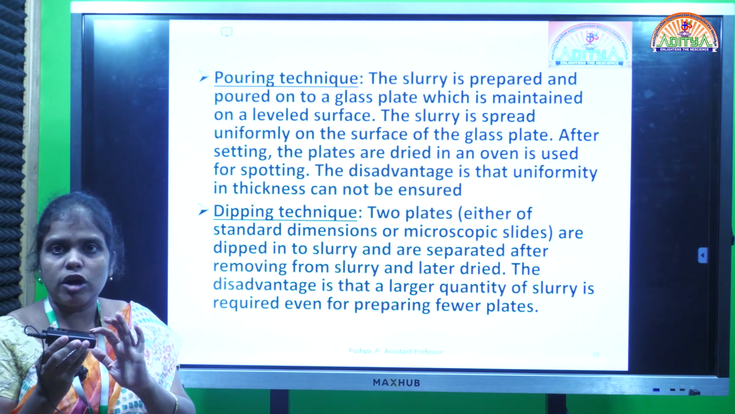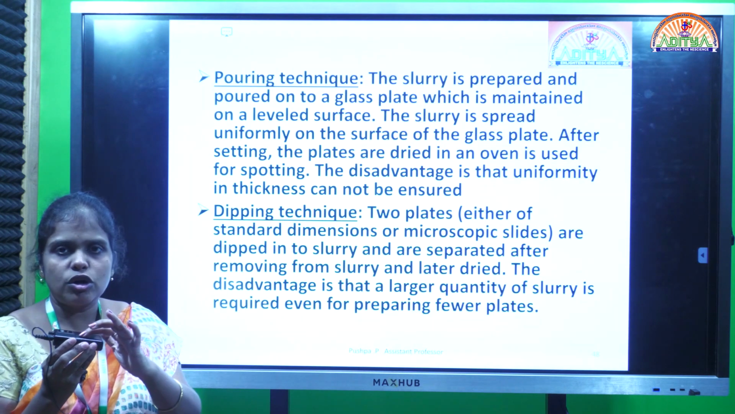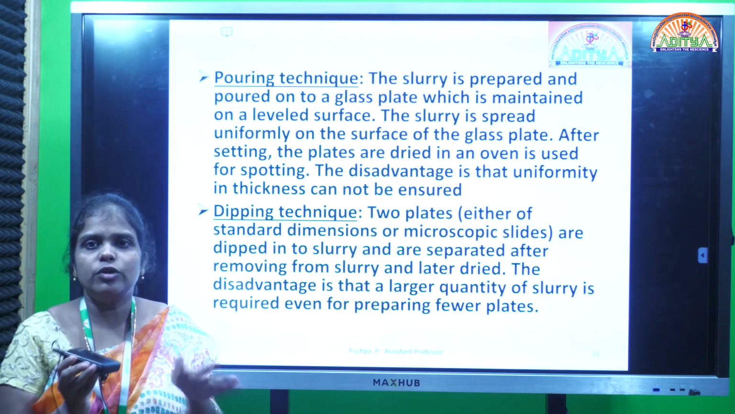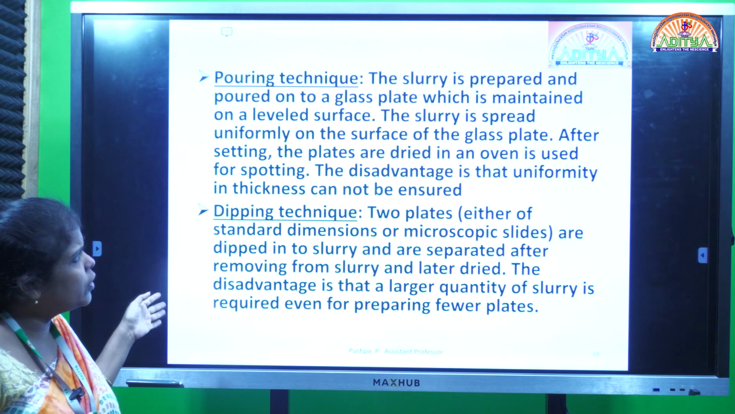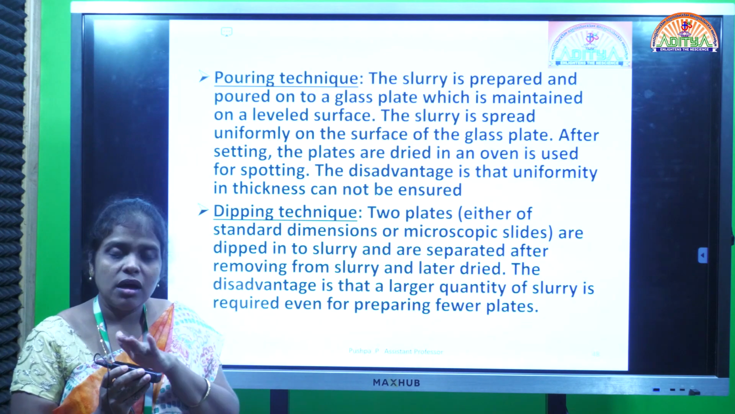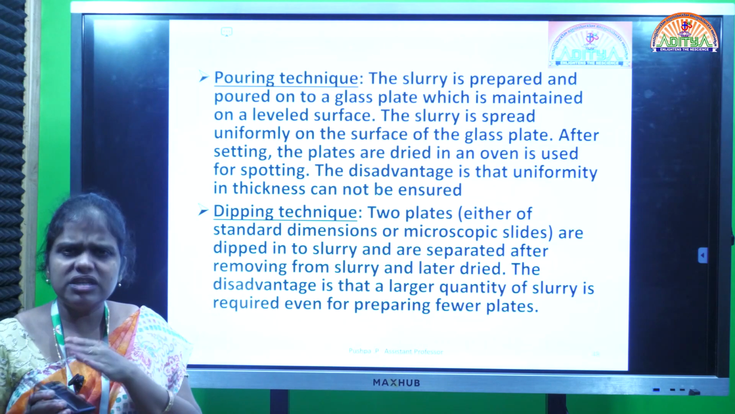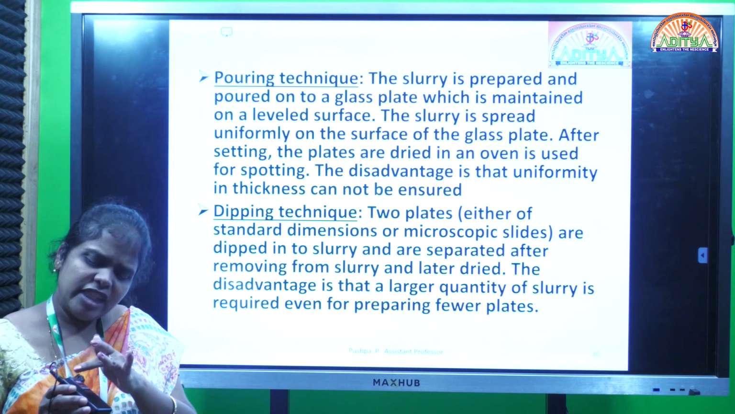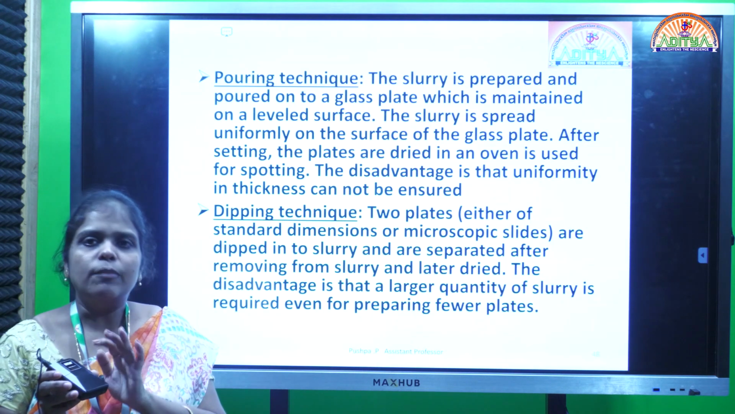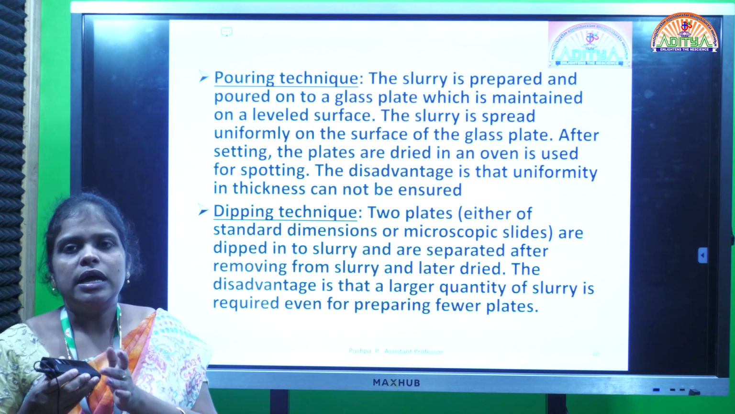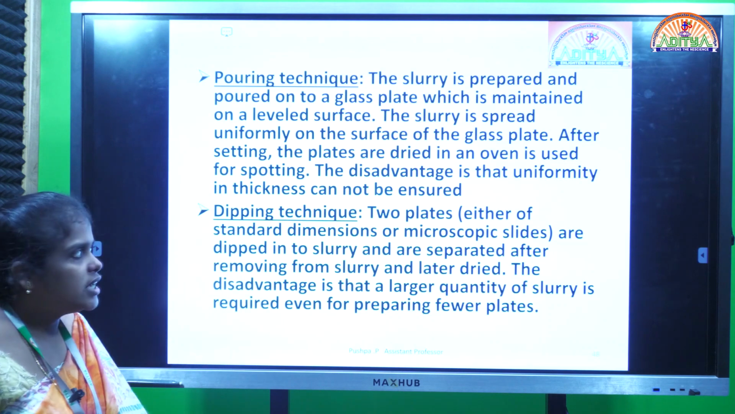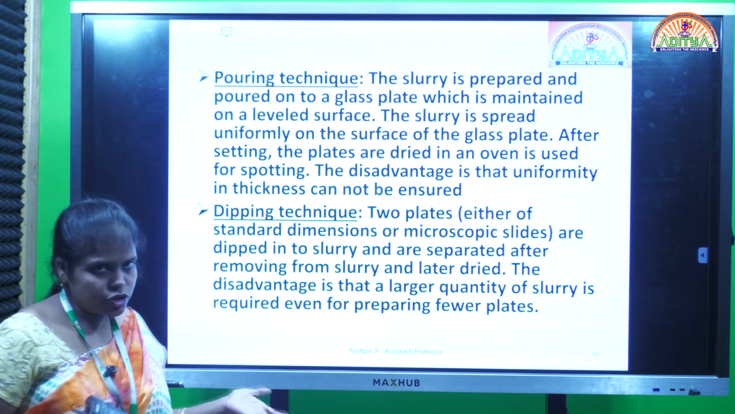At one place it should not be more slurry, at another place it should not be less slurry. Whatever slurry we are applying on the plate, it should be uniform. But the main disadvantage of the pouring technique is that there will be no uniform thickness over the TLC plate, because we are just pouring it. While pouring, sometimes more may fall on the edges, or less on the middle part of the TLC plate. That's why the main disadvantage of pouring is that there will be no uniform distribution of the slurry.